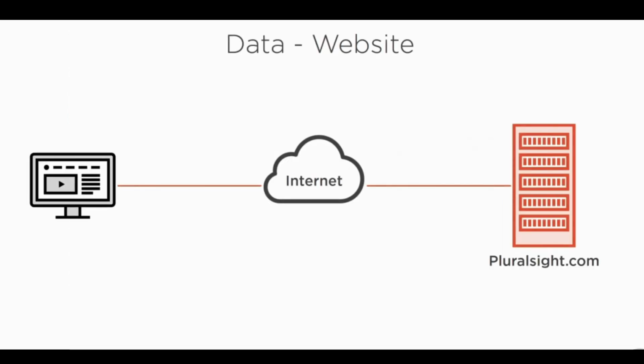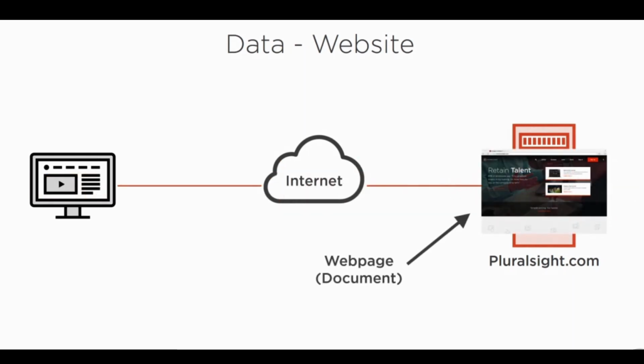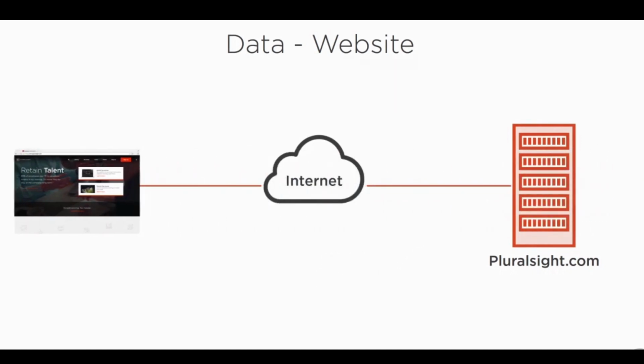So effectively we have a computer where our user is sitting. They say, "Give me the website, please." And Pluralsight.com responds with, "Here's the website." It is literally a document, like a Microsoft Word document or an Excel spreadsheet. The website that we're getting from Pluralsight.com is a document that we're downloading so that we can view it on our local workstation. So the data here is our website.